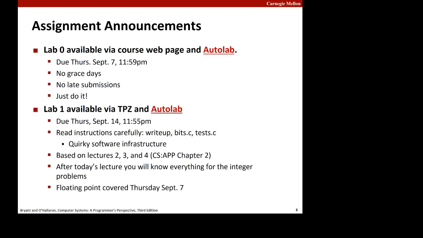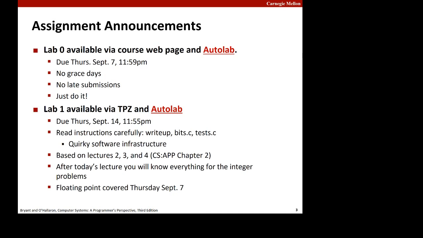So just a few announcements. As you know, Lab Zero has been out there. It's due this Thursday. There are no late days, no grace days, no excuses. So don't put it off to the last minute. Everything's set. You should be able to do it.